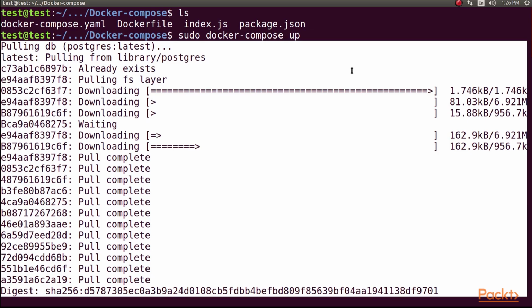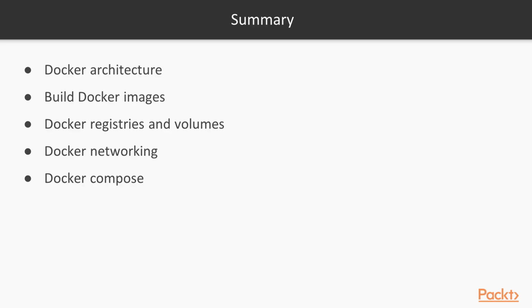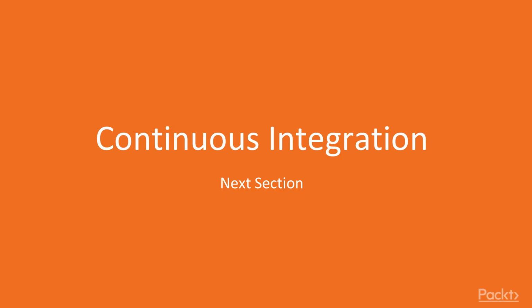In this video, we've looked at Docker Compose. This section started with Docker architecture. Next, we built Docker images. After that, we looked at Docker registries and volumes. We then saw Docker networking and Docker Compose. In the next section, we will see continuous integration.